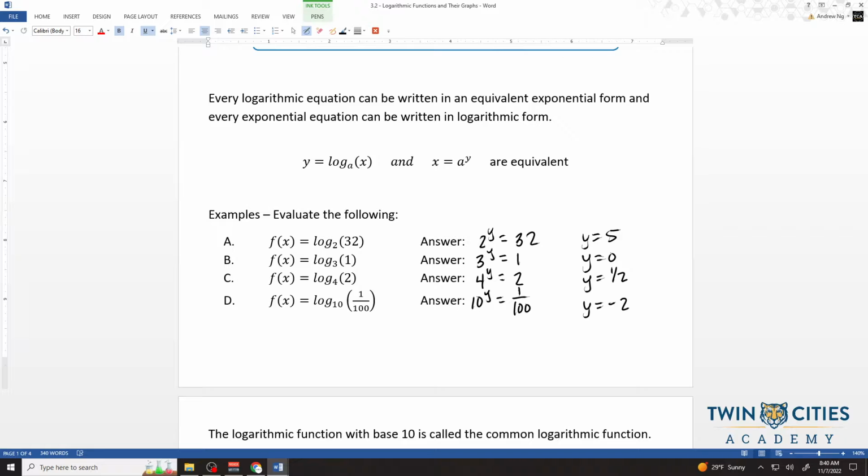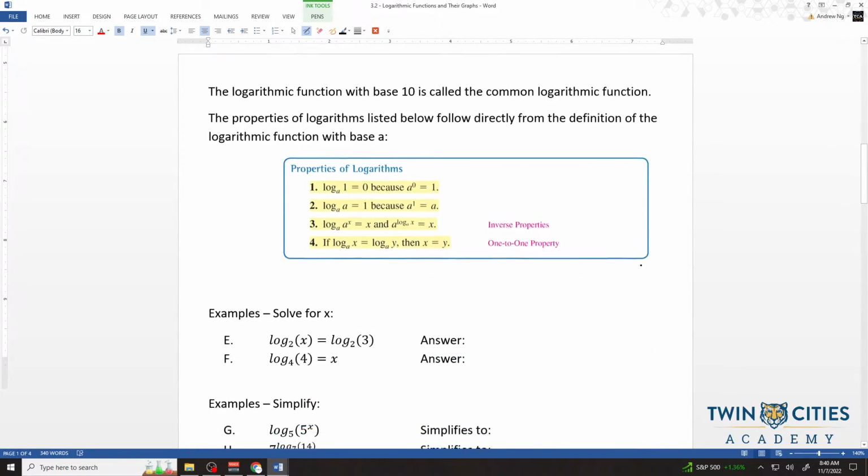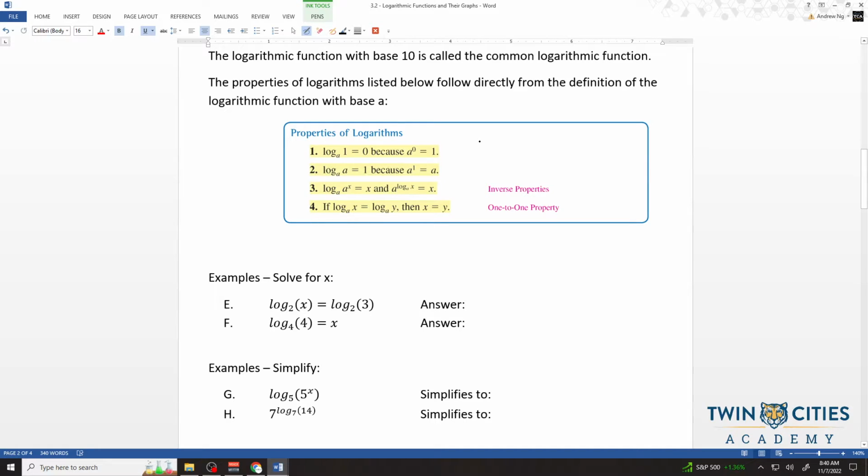Okay, let's take a look at some properties. The logarithmic function with base 10 is called the common logarithmic function. It's common because it's found on a lot of calculators. It's used quite often. It's something that we can actually calculate with some technology. The properties of logarithms listed below follow directly from the definition of the logarithmic function with base a.